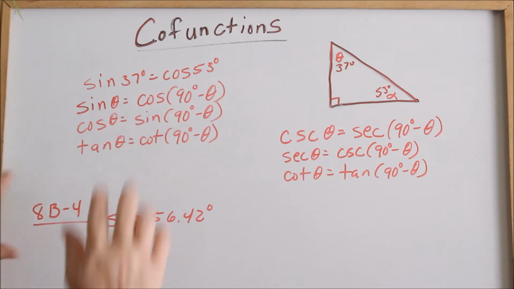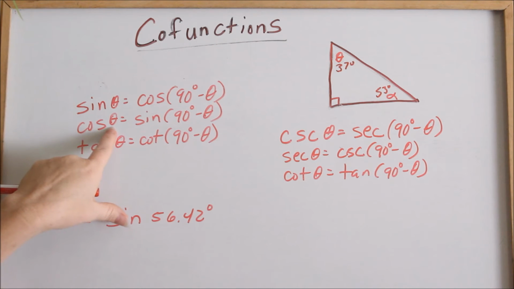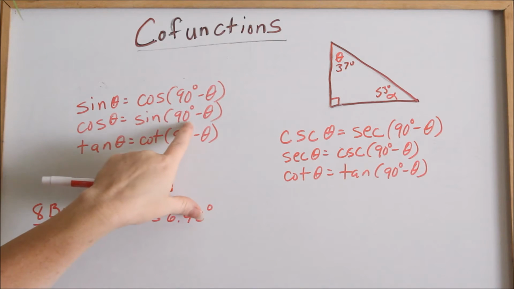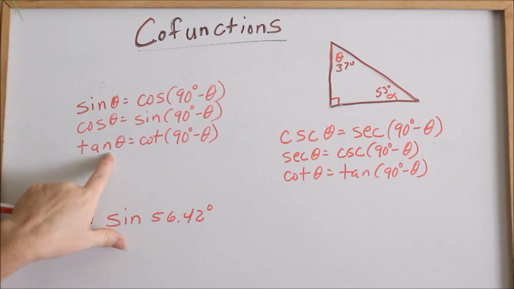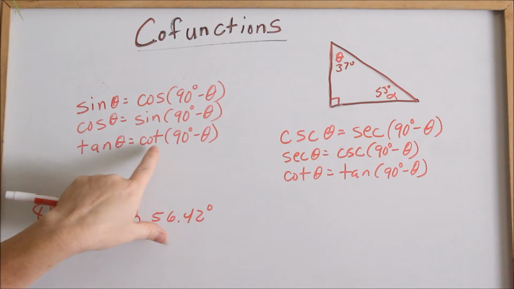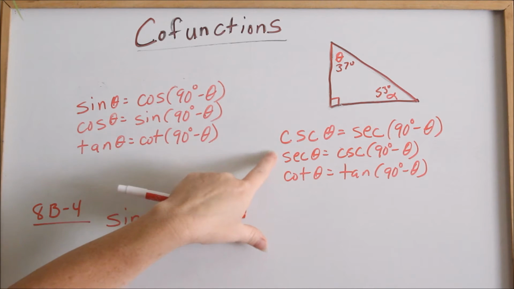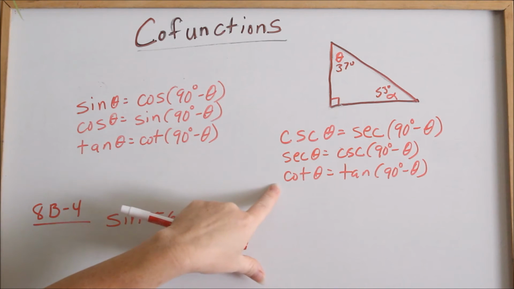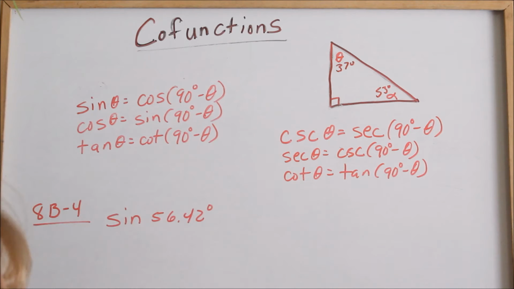This is how I like to say it. The same is true, cosine of theta is going to be equal to sine of the other angle. The other angle meaning 90 minus theta. Same here, tangent of theta will be cotangent of the other angle. The same is true with cosecant, secant, and cotangent. So these are all called cofunctions.